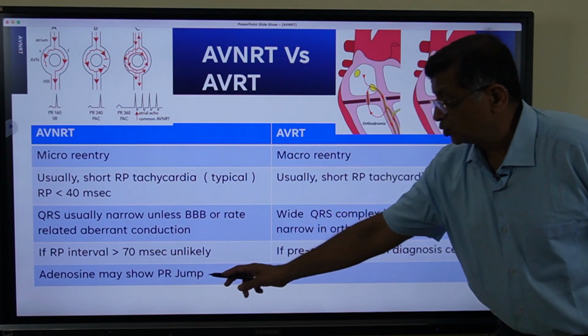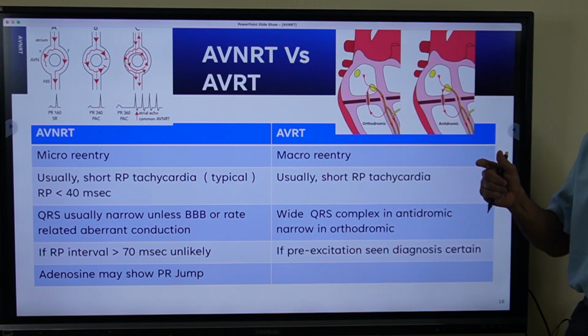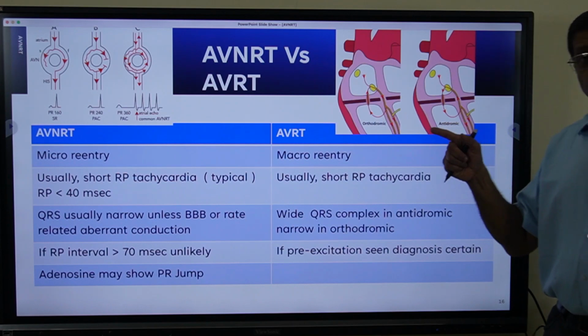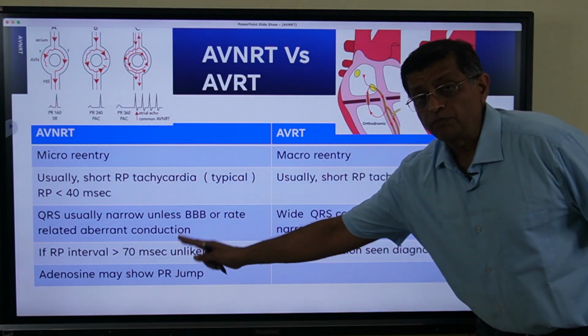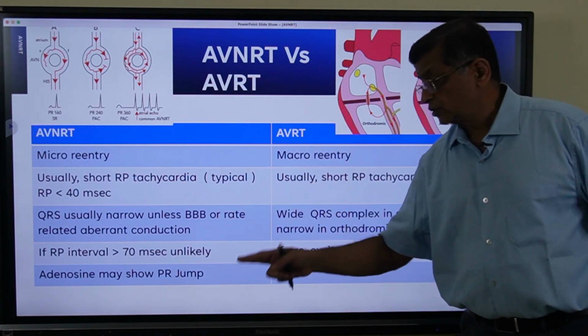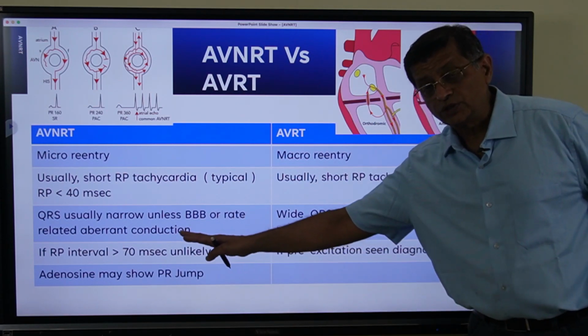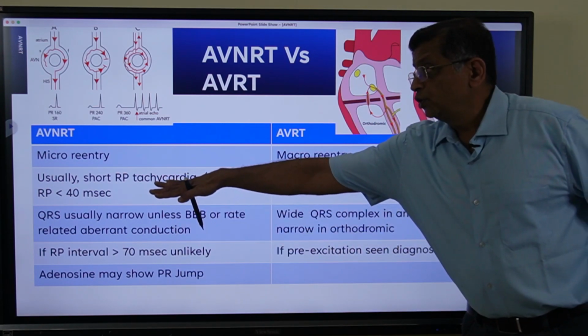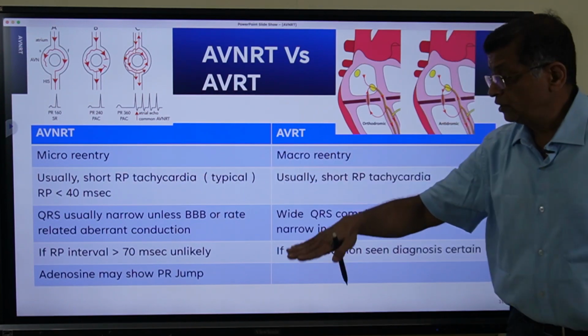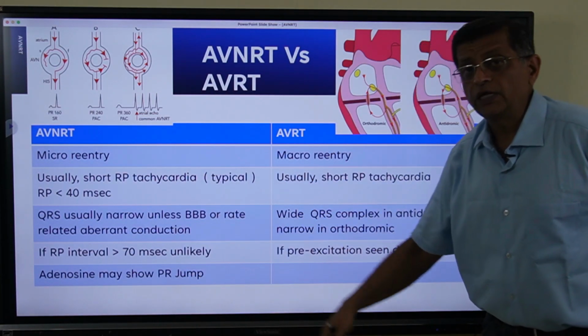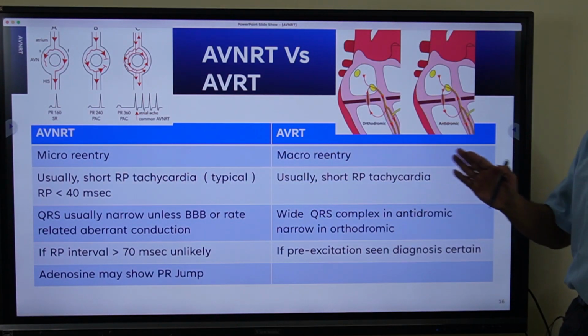And you can use adenosine to differentiate. If you give adenosine and the tachycardia recurs, you can see a long PR before the AVNRT starts again. That is called a PR jump. So if you can see a PR jump in a short RP tachycardia during initiation, then it is most likely to be AVNRT.